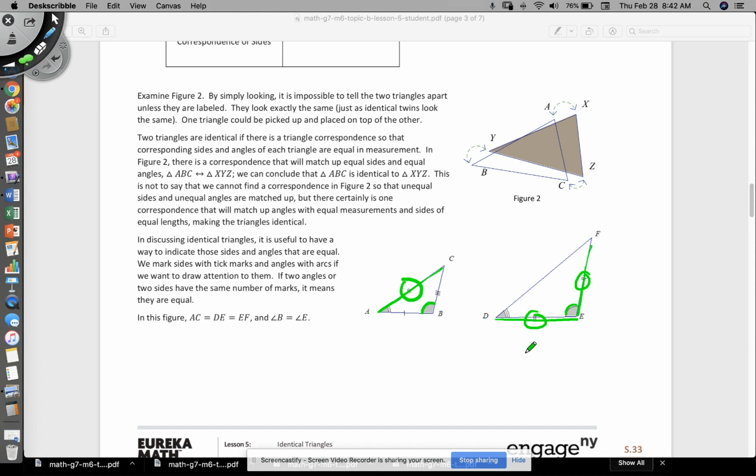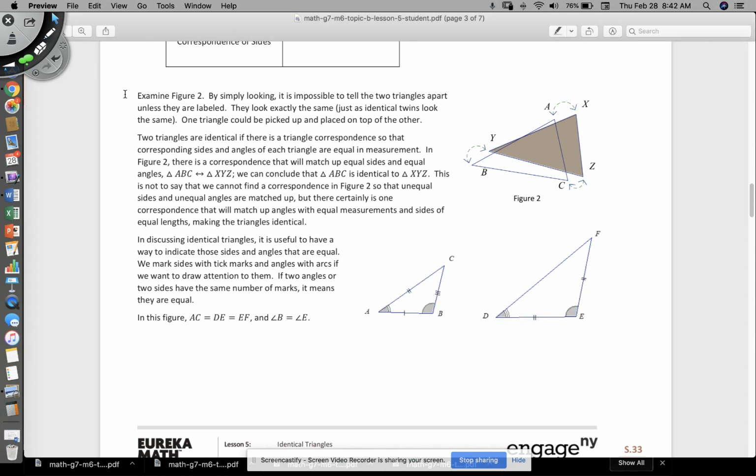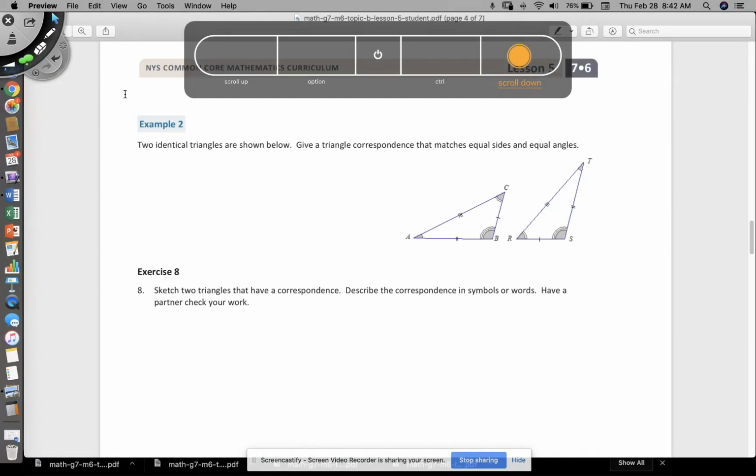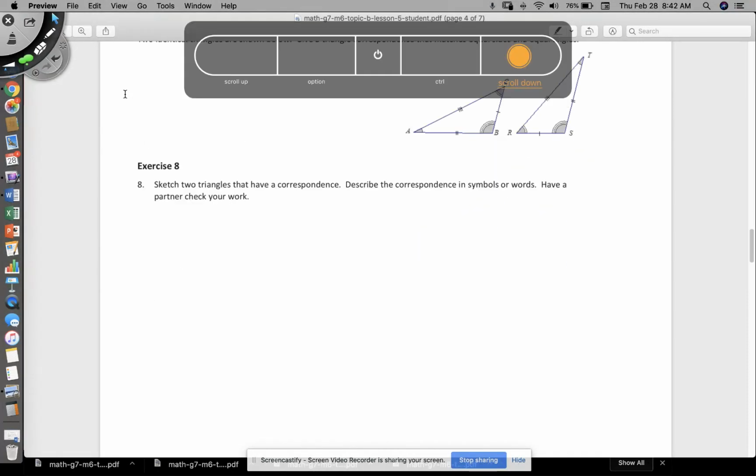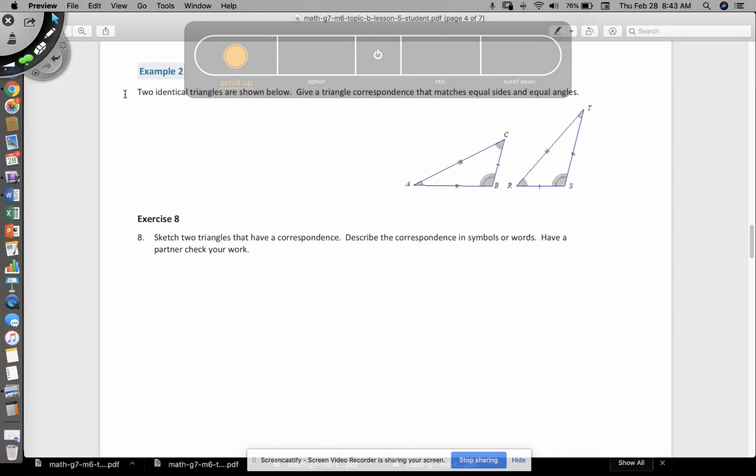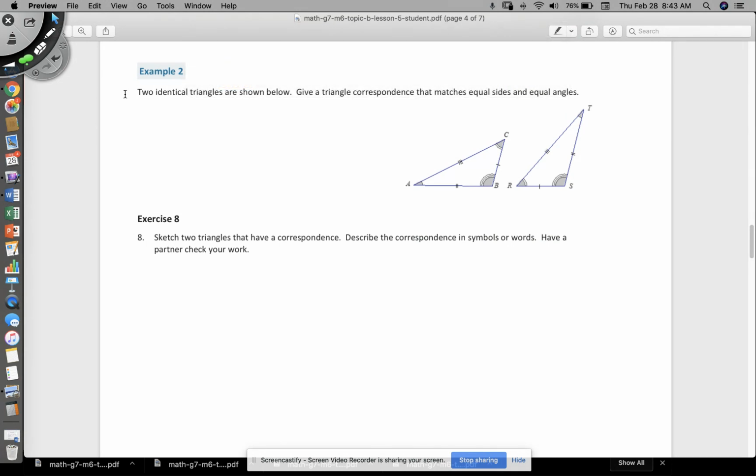So just keep in mind, you can use tack marks to help you see if the image got bigger, smaller, rotated, flipped, all those things. So sometimes they'll draw those for us to make it a little easier. All right. So let's go on to example 2. Example 2 says 2 identical triangles are shown below.